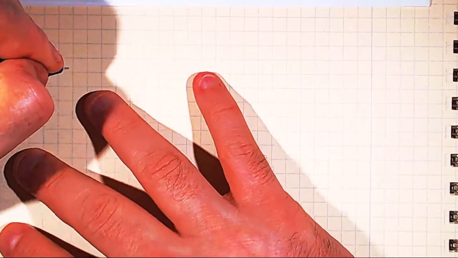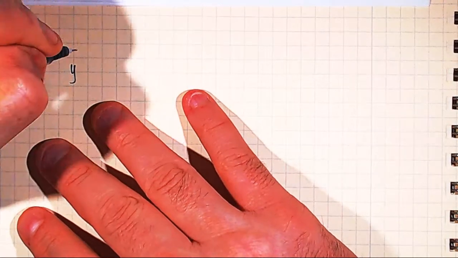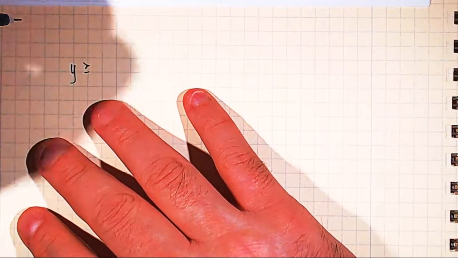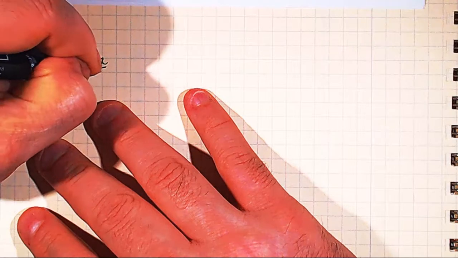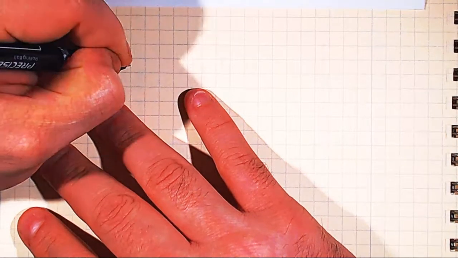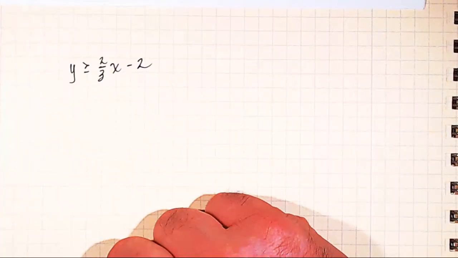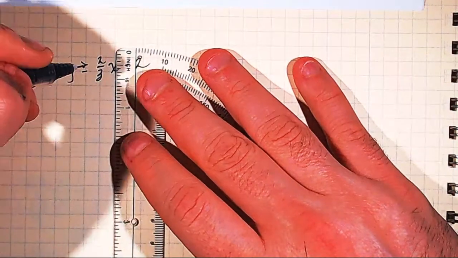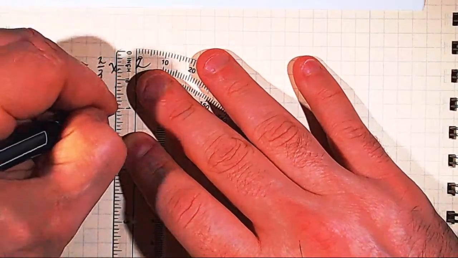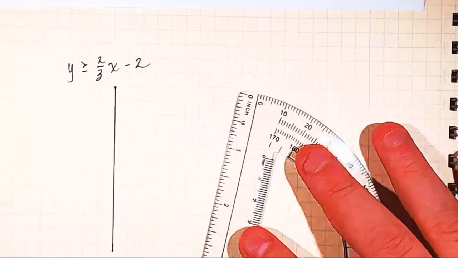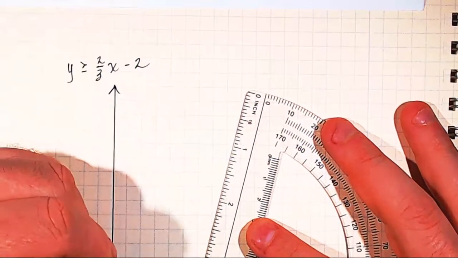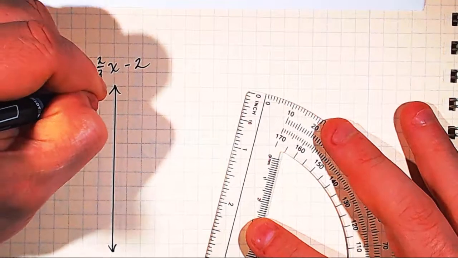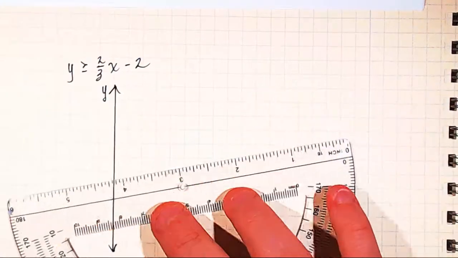Okay, remember my linear inequality is y greater than or equal to 2/3 x minus 2. So I want to graph that. I'll do this on paper and then I'll see what we can do on the graphing calculator. But here's a quick graph. Okay, vertical line is the y-axis.